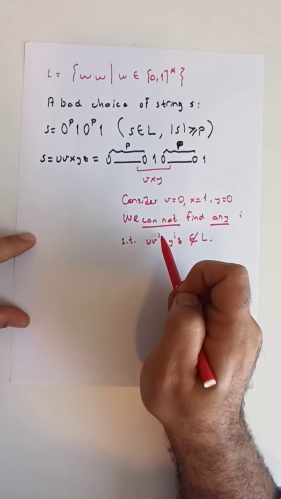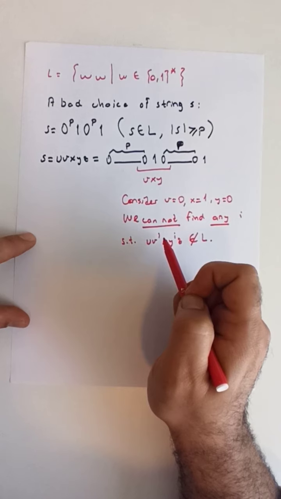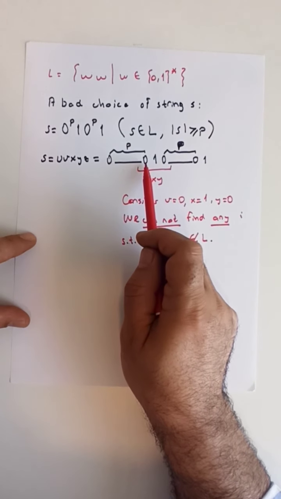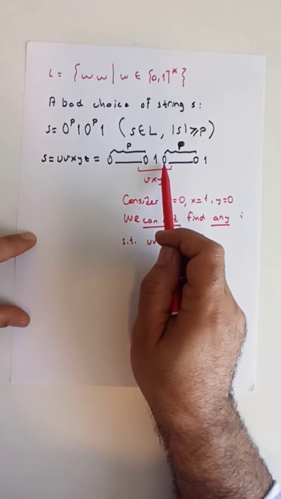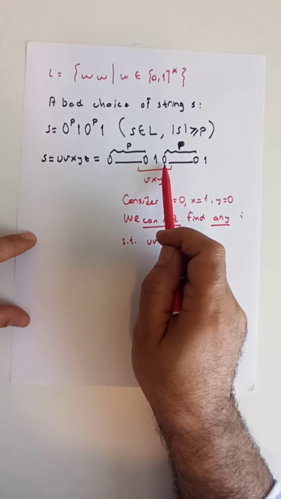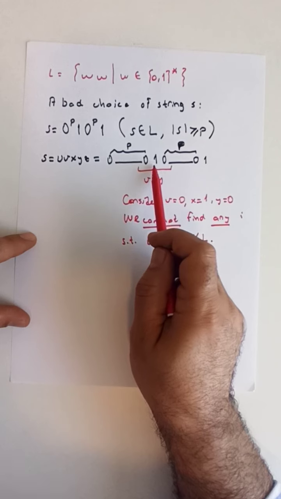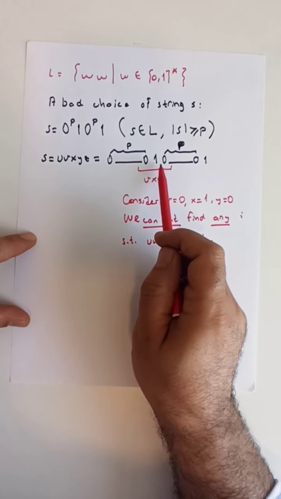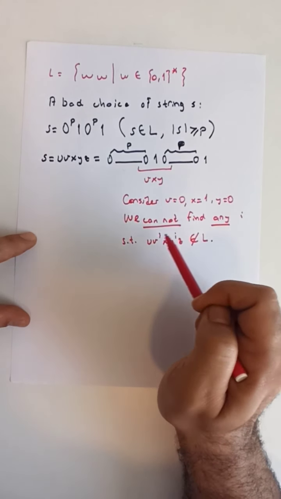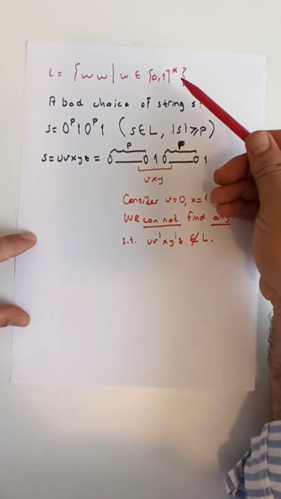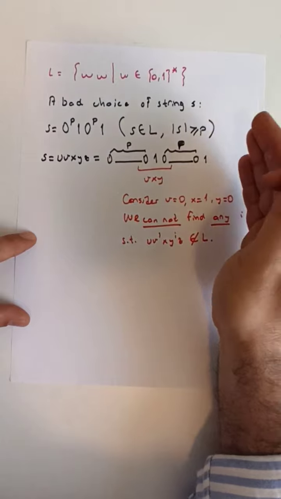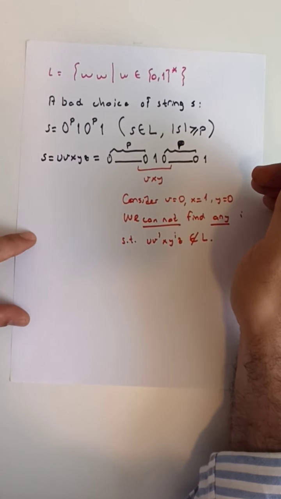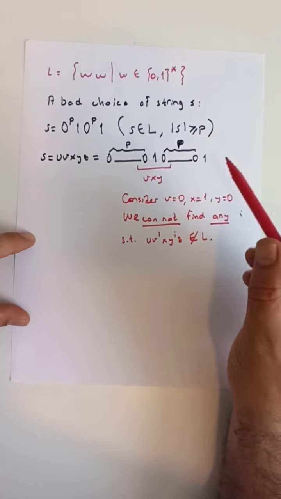If you consider any integer i, you will be able to see that however many zeros we have introduced to the left of the symbol 1, we will be introducing that many zeros to the right of the symbol 1 as well. Therefore, for any i, uv^i xy^i z, the new string will always belong to the language L, since the right half of the string will be the same as the left half of the string. So this is where the difficulty lies.